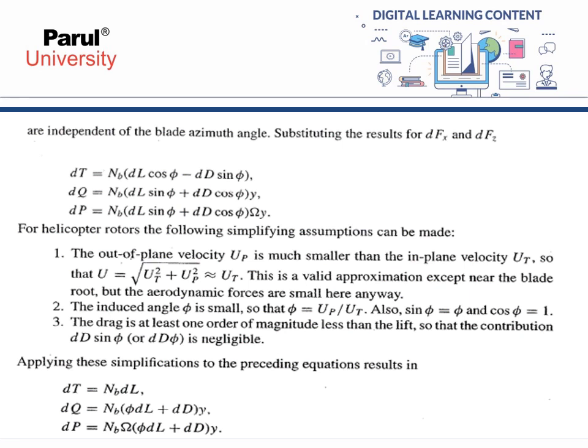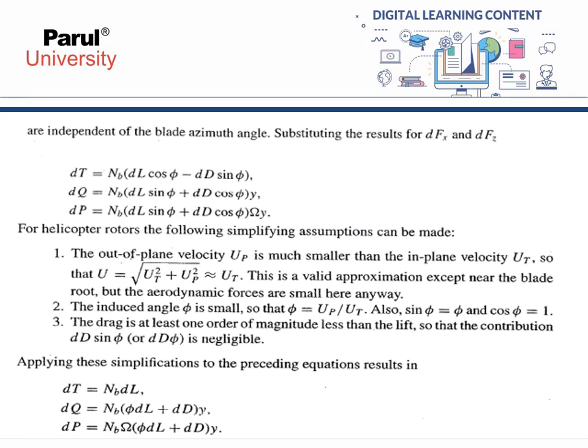This is a valid approximation except near the blade root, but the aerodynamic forces are small here anyway. The induced angle phi is small, so that phi is equal to up by ut. Also sin phi is equal to phi and cos phi is equal to 1. The drag is at least one order of magnitude less than the lift, so that the contribution dD sin phi or dD phi is negligible.